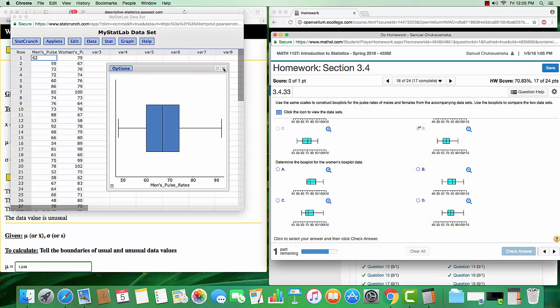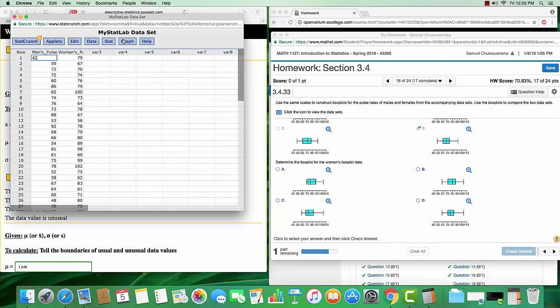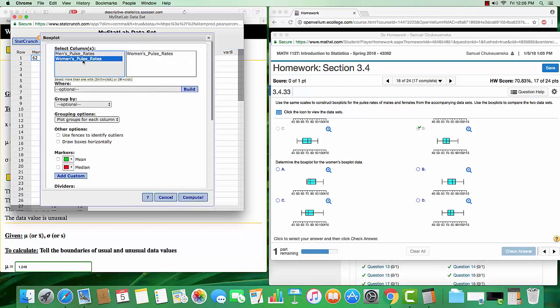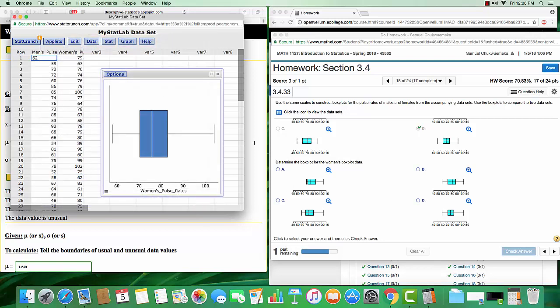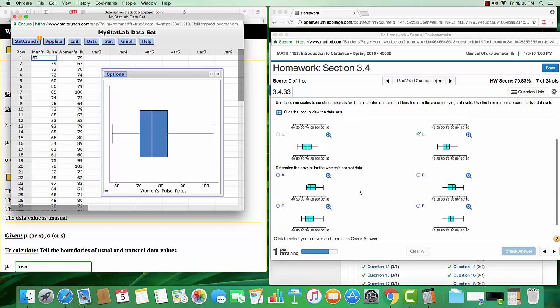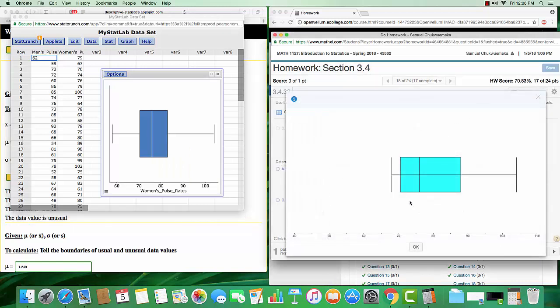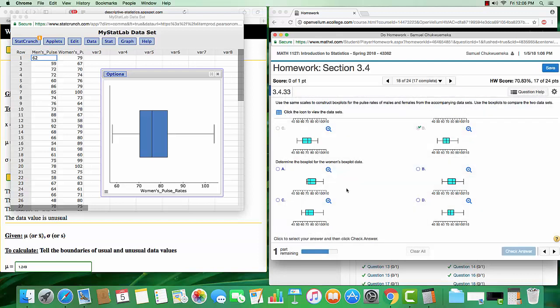Now let's do that of the women. I go to graph, box plot, women. You select women's pulse rates. Then check the box, draw boxes horizontally, compute. Minimum is 58. A is eliminated. Okay, A is out.